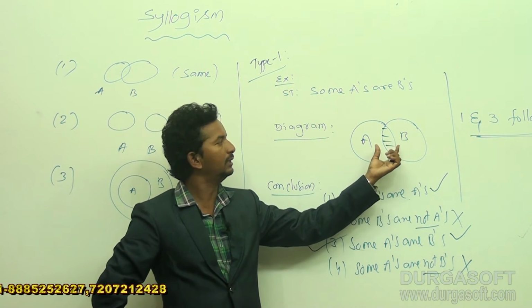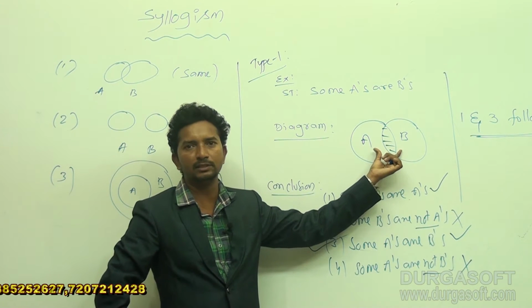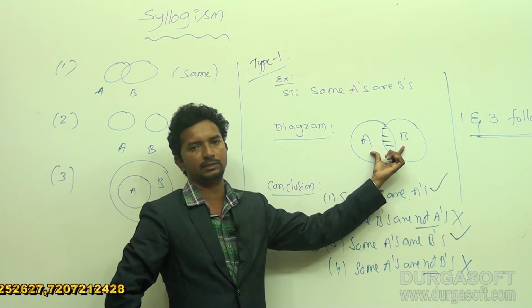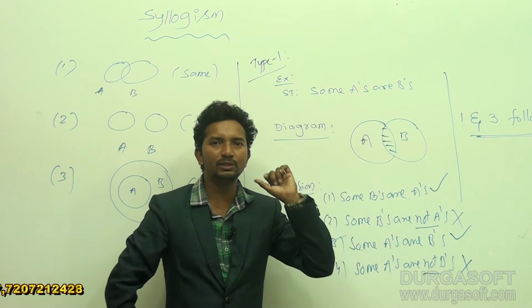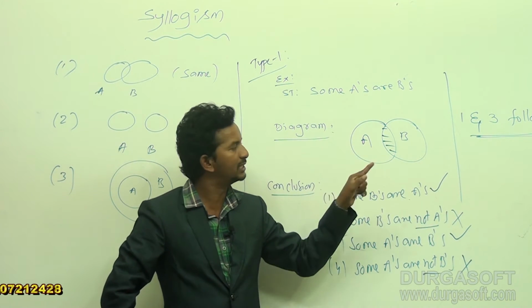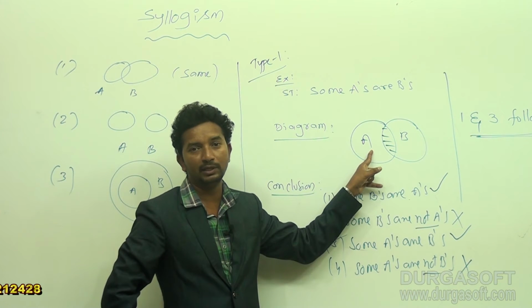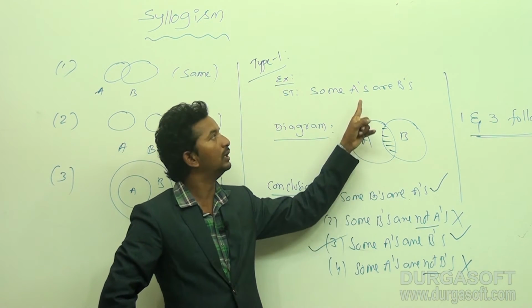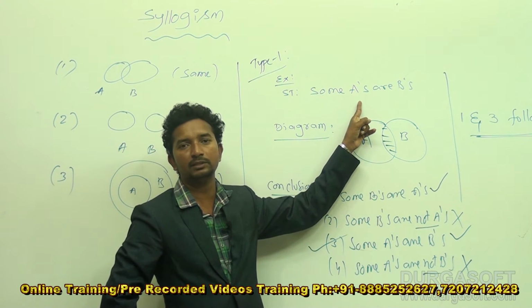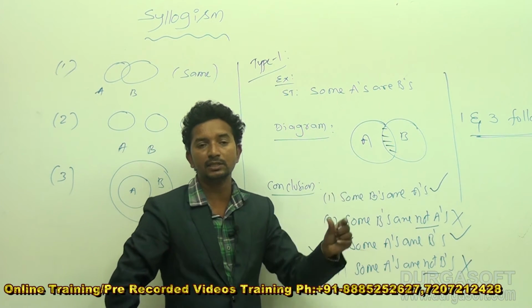Now understand here, some A's are B's, nothing but some B's are also A's. Again, the negative statement here is false. Some A's are not B's is a false statement. Only this is given: some A's are B's. The statement says here some A's are B's.